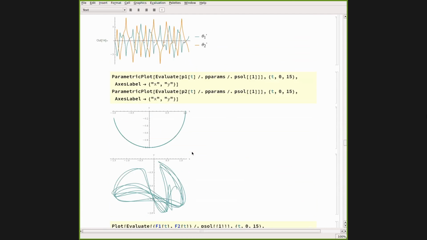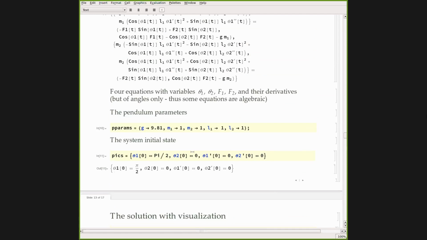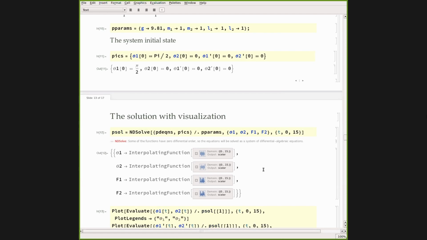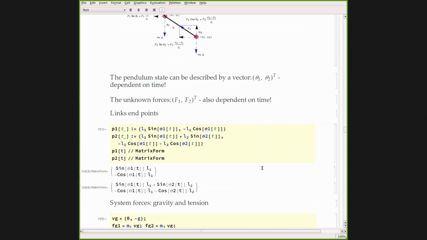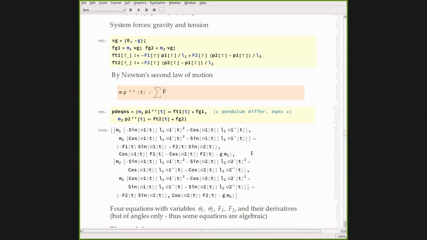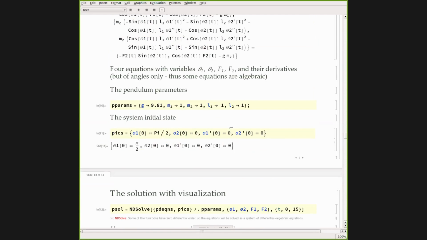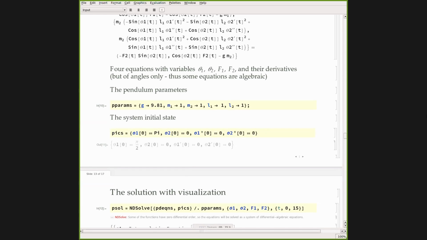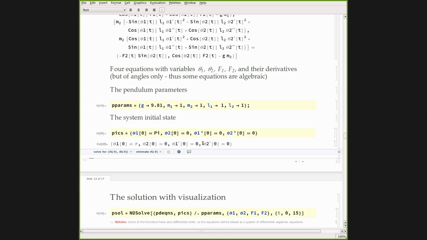You can try to start it from different initial positions. So maybe we will make one experiment with that. Let's say that we will set it at pi. So as you may know, pi and 0, this is equilibrium point for the double pendulum, but unstable one. Let's see what will happen.